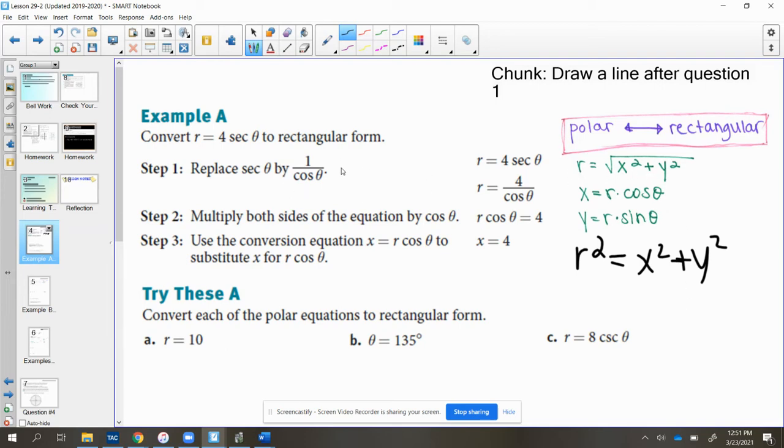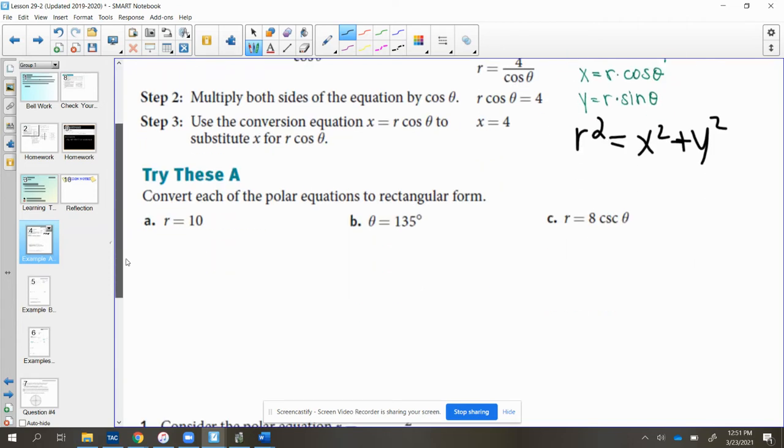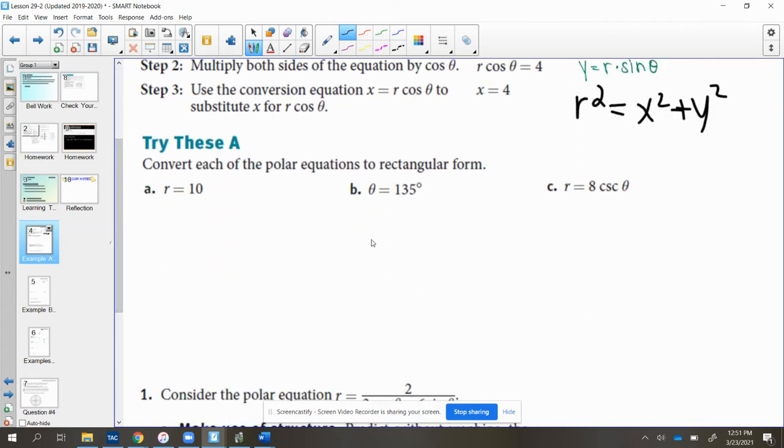So notice here, going back to some stuff we talked about in Unit 4, we can change secant theta into 1 over cosine theta, multiply both sides by that cosine theta, and then the r cosine theta we replace with an x for that vertical line of x equals 4. And then some of the other examples we see here in A and B, we actually talked about in the prior lesson, because remember, anytime we just have r equals 10 or a value, it's a circle centered at 0, 0, and then the radius value is 10, so r squared is 100 in rectangular form.